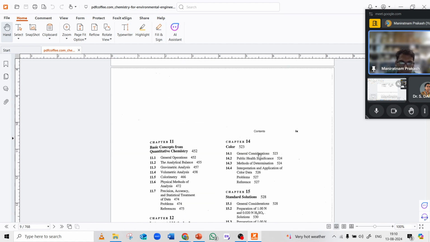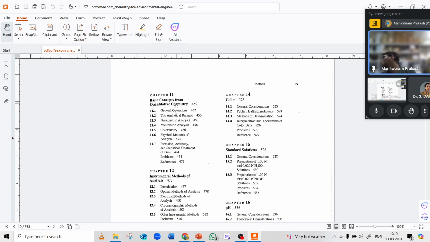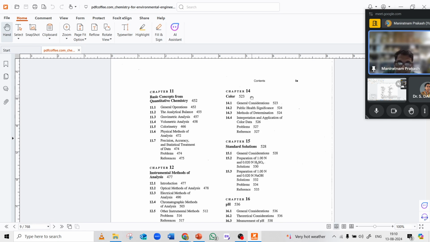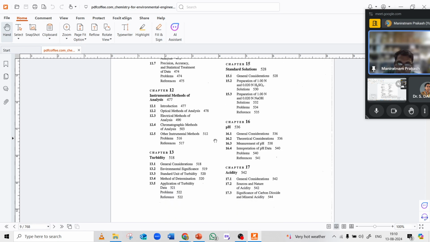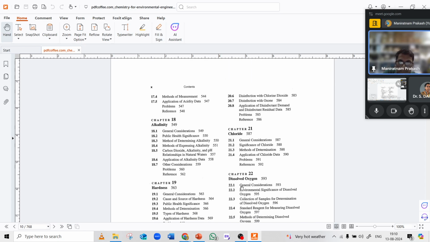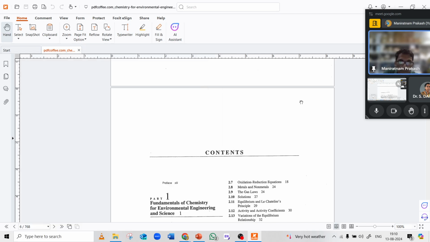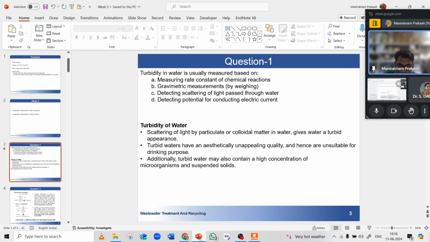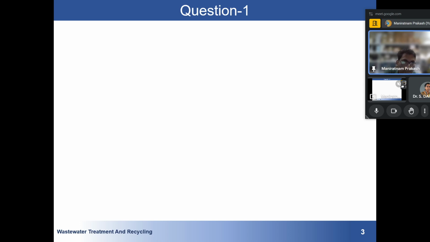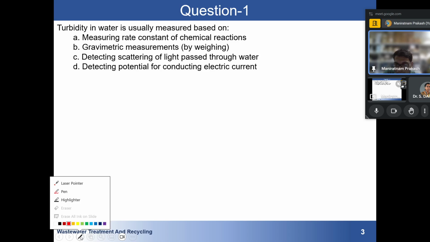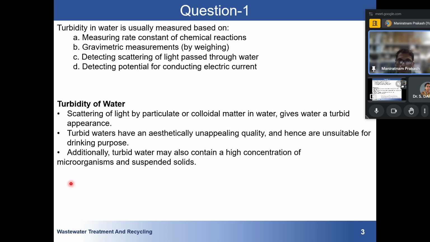Starting with basic concepts for quantitative chemistry, then color, then standard solution, turbidity, pH, acidity, everything is in this book. So I will suggest going through this book for more detail. Whatever I am writing and presenting here, I have taken from that book. For more detail, you can always go to that book and read it for more knowledge.